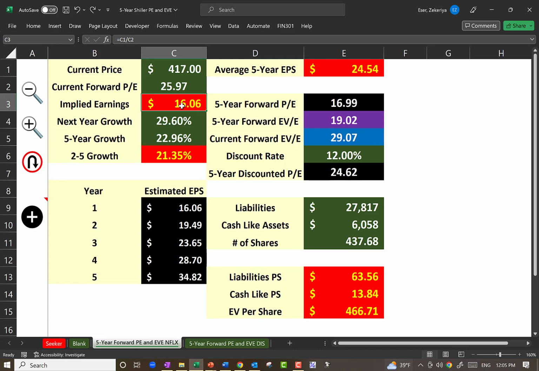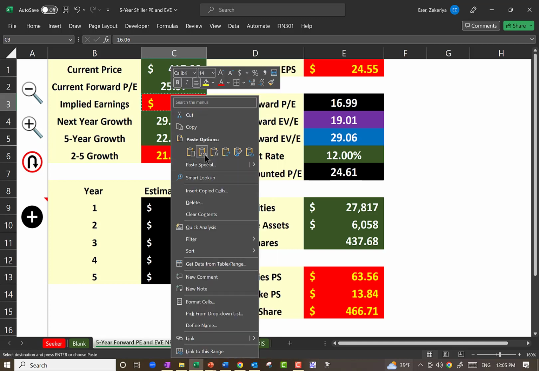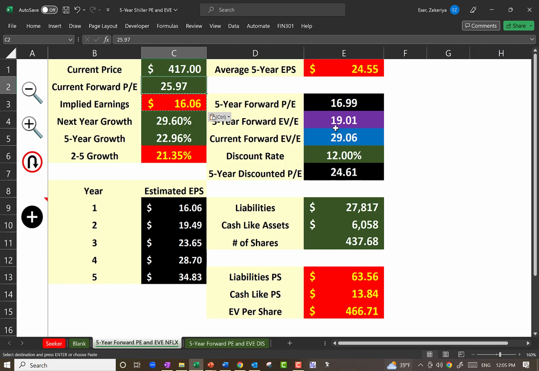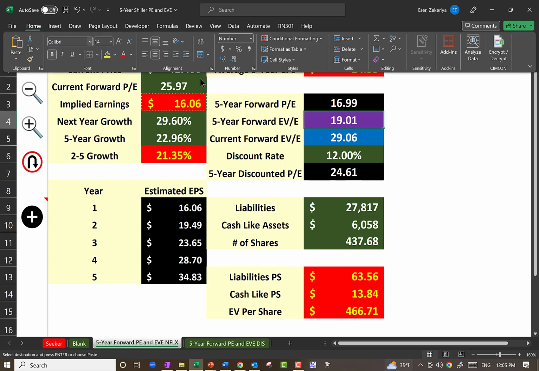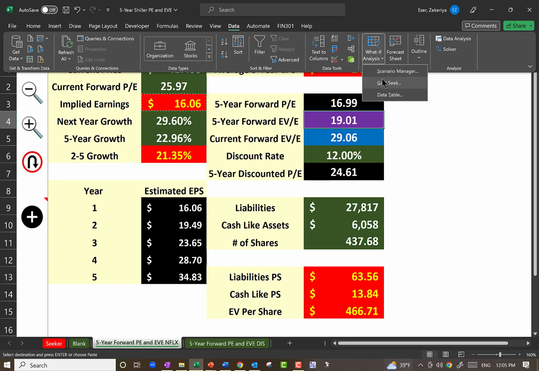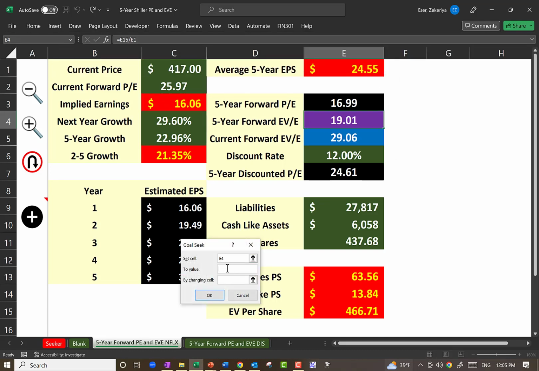Let me fix this at 1606, or let me copy and paste value for now. Now do that analysis. That's 0. 19 over 80.